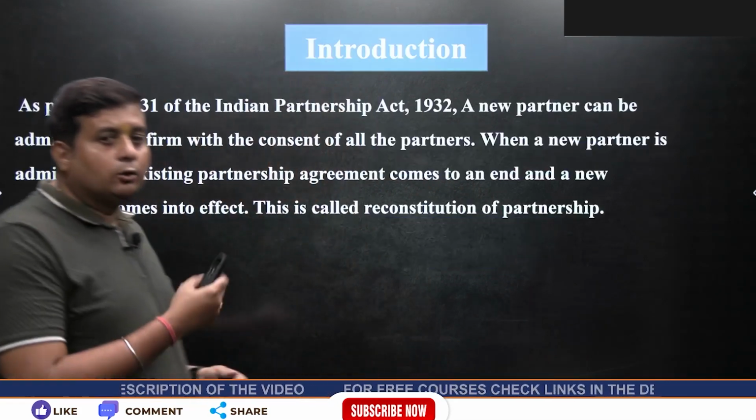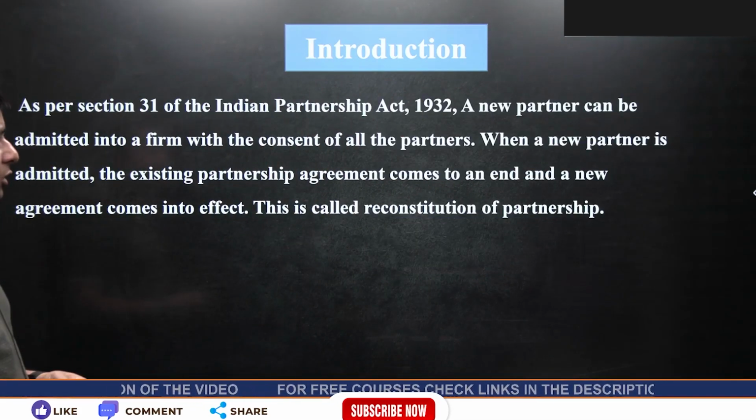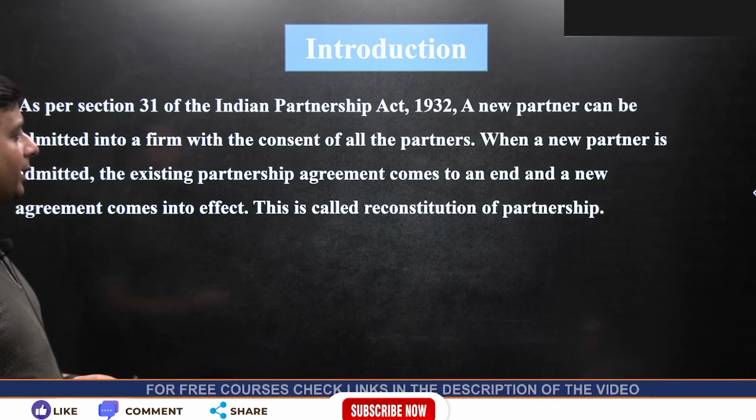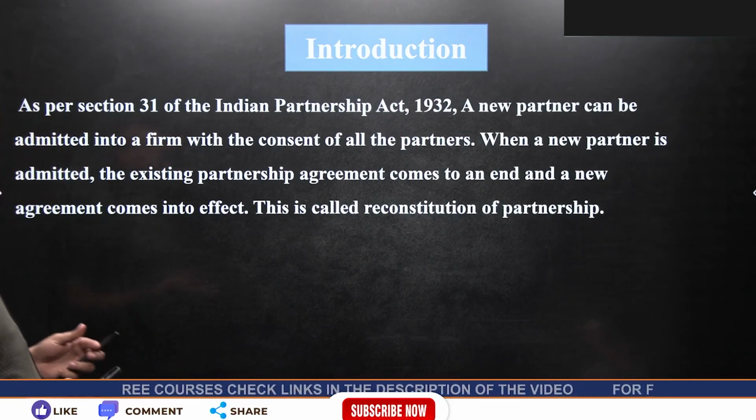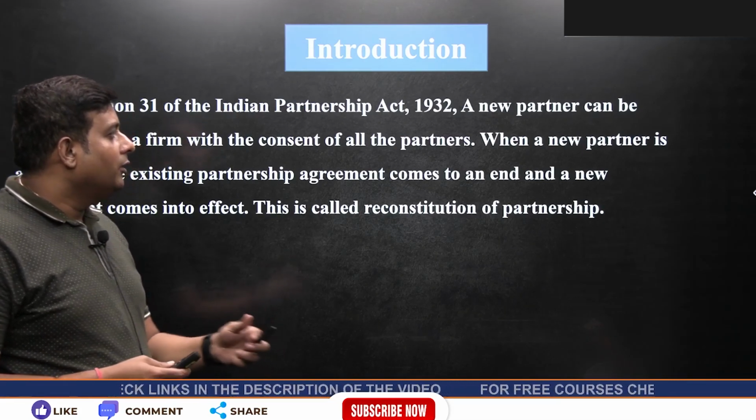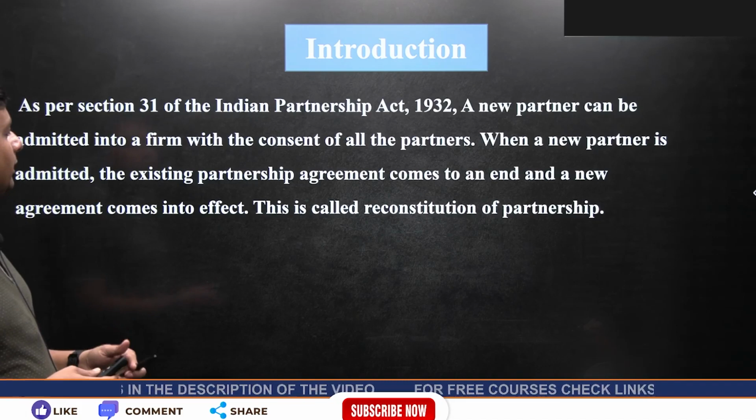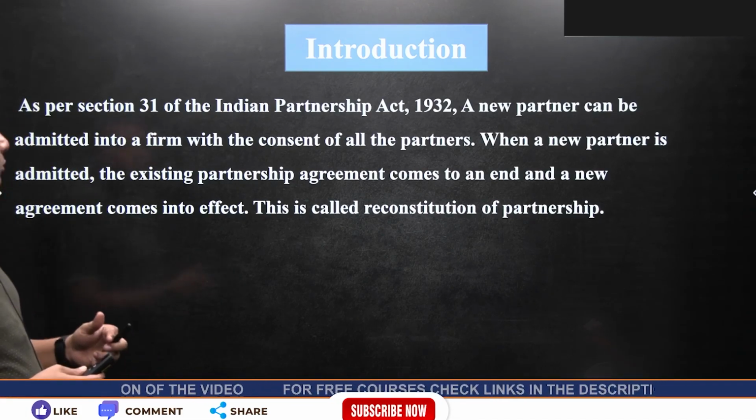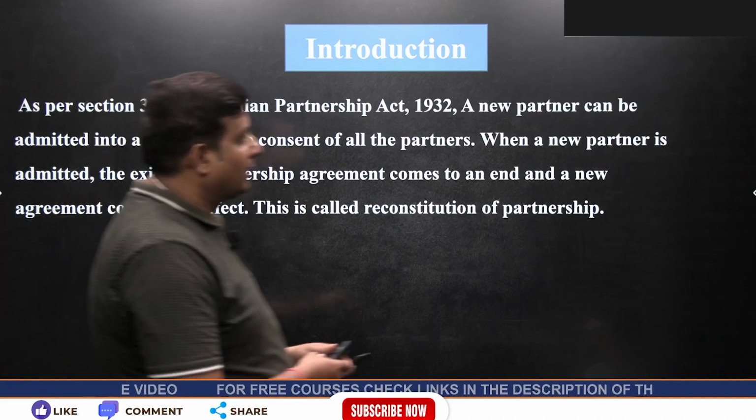First of all, we would like to talk about the definition of the admission of a partner. As per Section 31 of the Indian Partnership Act 1932, a new partner can be admitted into the firm with the consent of all the partners. When a new partner is admitted, the existing partnership agreement comes to an end and a new agreement comes into effect. This is called reconstitution of partnership.